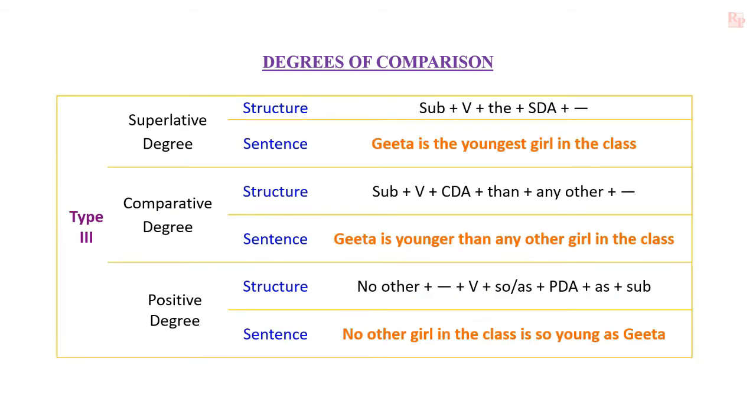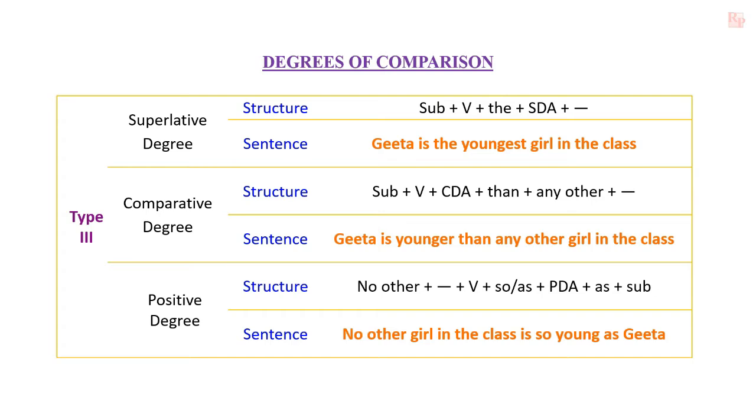But in the third type of degrees of comparison, we need not interchange the names because only one subject is mentioned in the sentence. It is not to make comparison. It is saying about the best of things in the superlative degree. Observe these sentences. The first one, Geeta is the youngest girl in the class. It is in superlative degree.